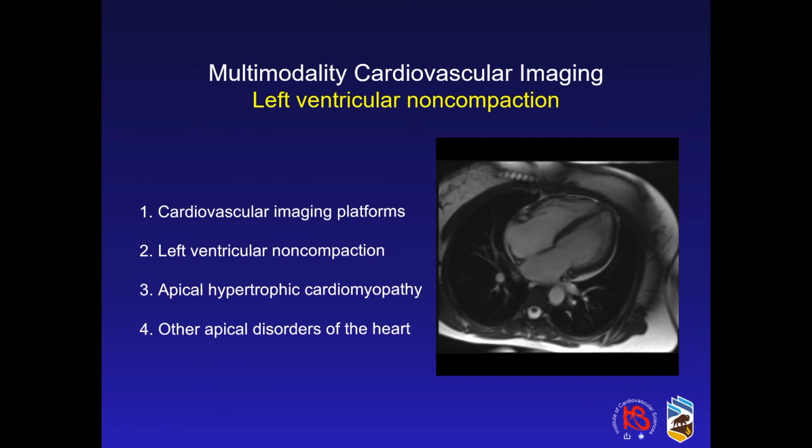So over the past 20 minutes, we have focused on one, the cardiovascular imaging platforms that are available to us in 2020. Second, how do we diagnose LV non-compaction using echocardiography and cardiac MRI? Third, how does one diagnose apical hypertrophic cardiomyopathy? And then finally, other apical disorders that should be considered within the differential diagnosis.